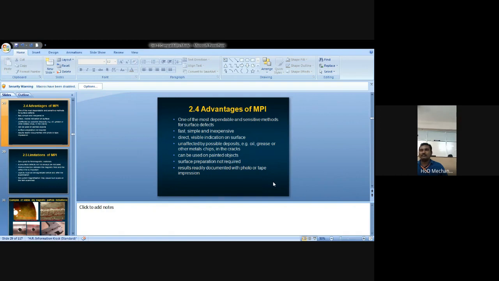Advantages of MPI. It is one of the most dependable and sensitive methods for surface defects. It is fast and simple, and also inexpensive, with direct visible indications on the surface. It is unaffected by possible deposits, for example oil, grease, or other metal chips in the cracks.